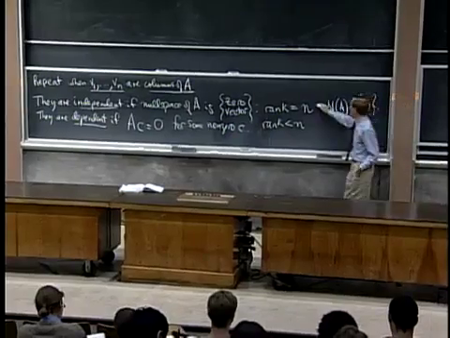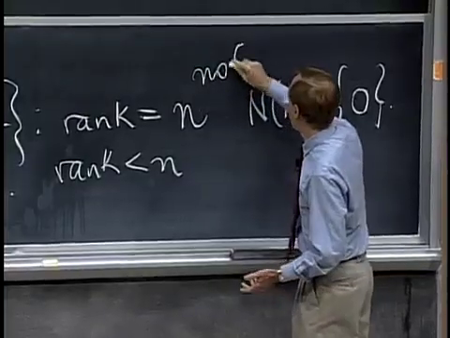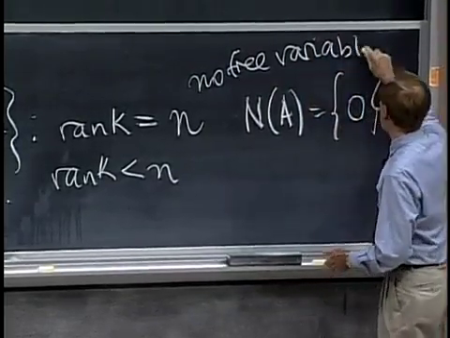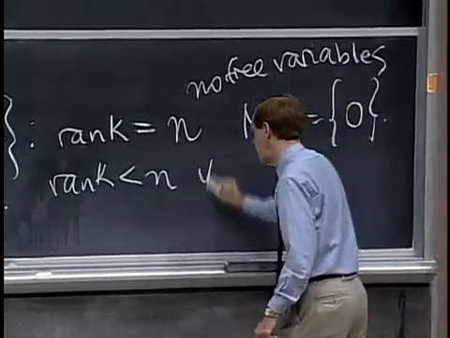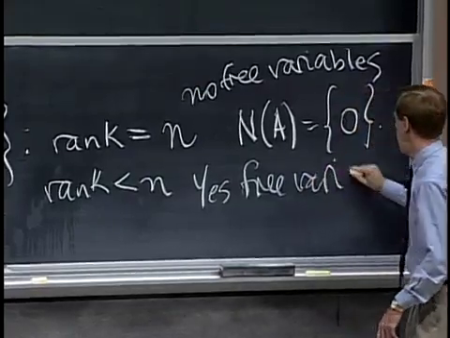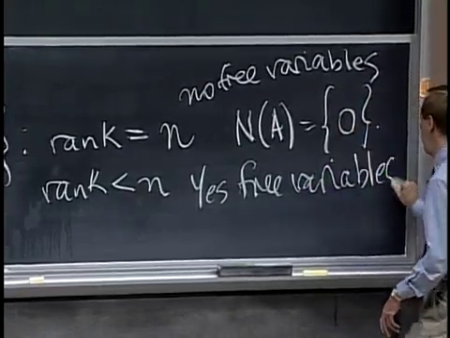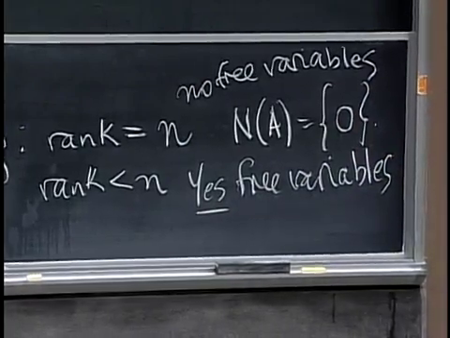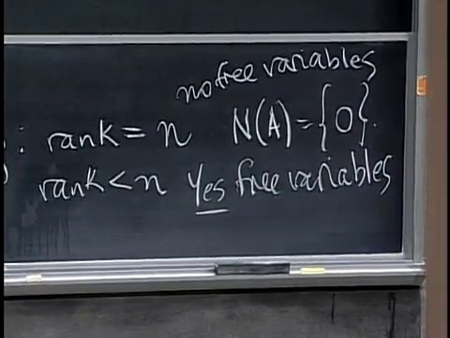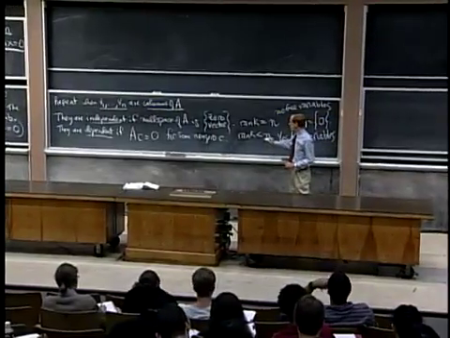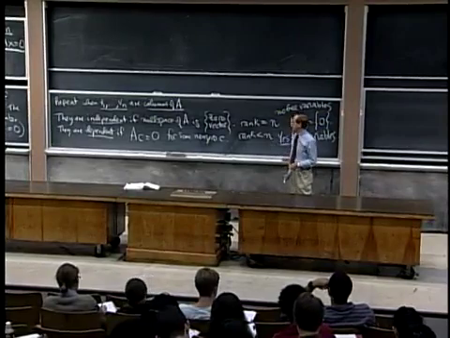And no free variables. And this is the case, yes, free variables, if you'll allow me to stretch the English language that far. That's the case where we have a combination that gives the 0 column.